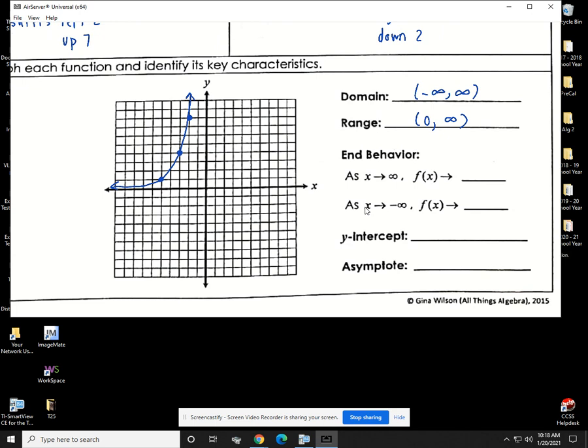Y'all know that, right? In behavior, as x goes to the right, what's y doing? Going up, just like all exponential growths will do. And then, of course, as x goes to the left, it's approaching the asymptote, 0. We just said that the y-intercept is 0, 32. And we said the asymptote did not move. So, boom, there you have it. Okay? So, fairly simple.